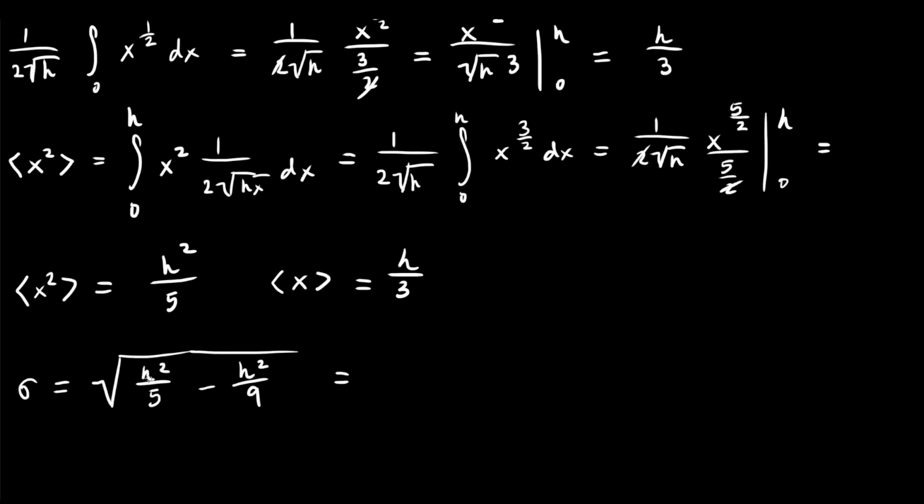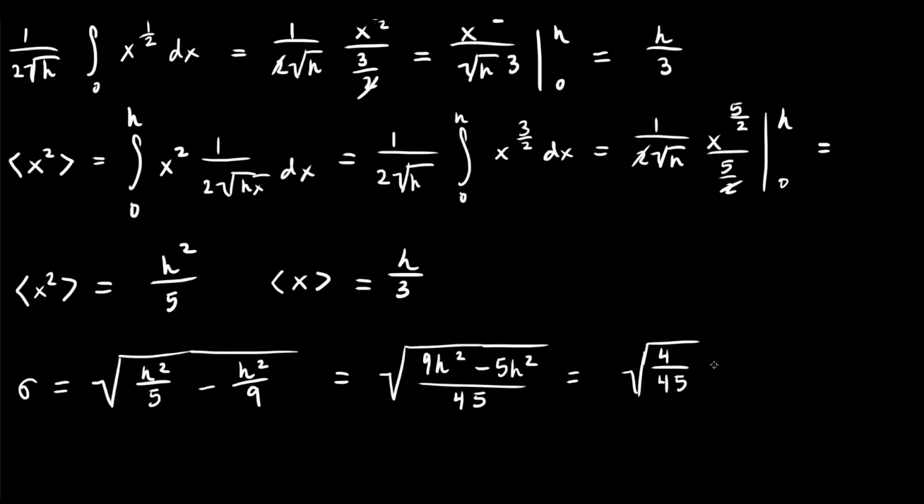And we multiply this term by 9 on the top and bottom, and this term by 5 on the top and bottom, so that we could combine them. Then when we multiply on the bottom, it becomes 45. And ultimately, this is the square root of 4 over 45 times h, which is around 0.3 h. So the standard deviation is around 0.3 h.